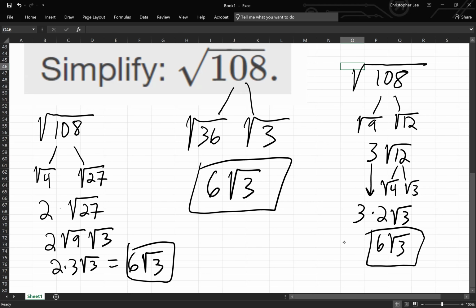That's another way you could have done it. As long as you give me the right answer, I'm happy. No, this is just simplifying. The plus or minus is when we have it equal to x or something.